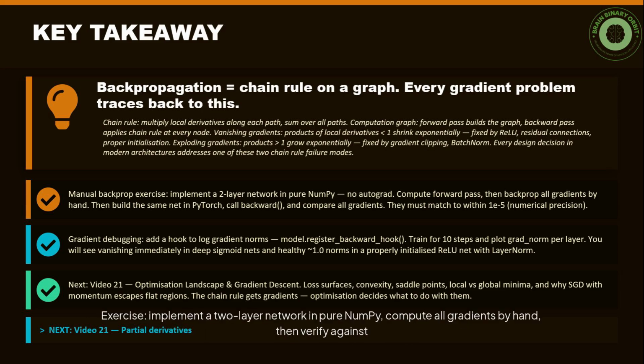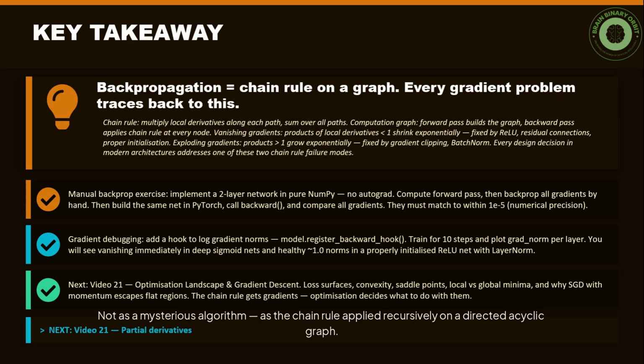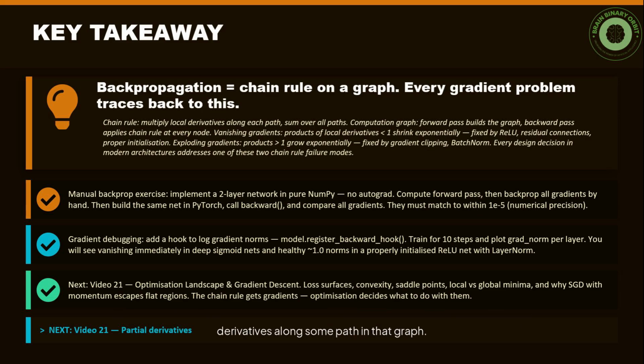Exercise. Implement a 2-layer network in pure NumPy, compute all gradients by hand, then verify against PyTorch autograd. Maximum relative error should be under 1e-5. You now understand the complete mechanism of backpropagation. Not as a mysterious algorithm, but as the chain rule applied recursively on a directed acyclic graph. Every gradient flow problem you will ever debug traces back to either a vanishing or exploding product of local derivatives along some path in that graph.